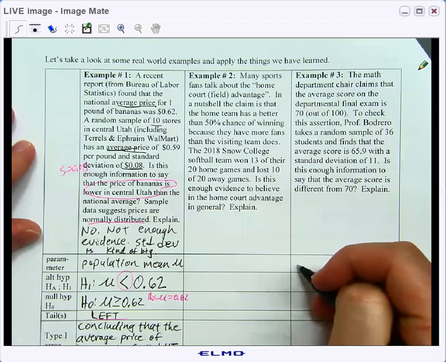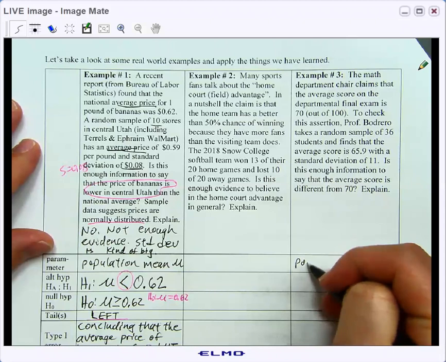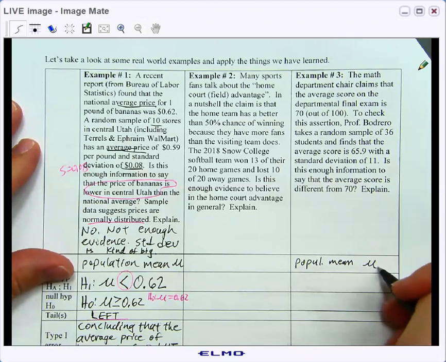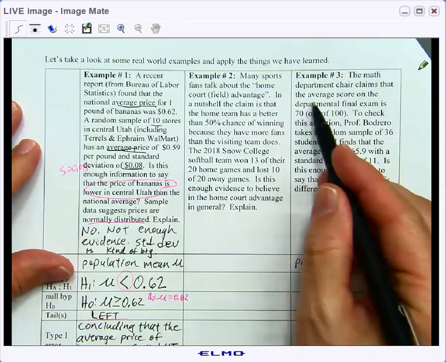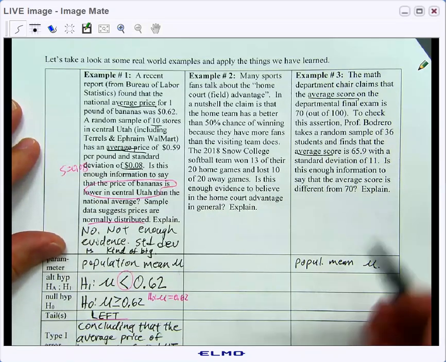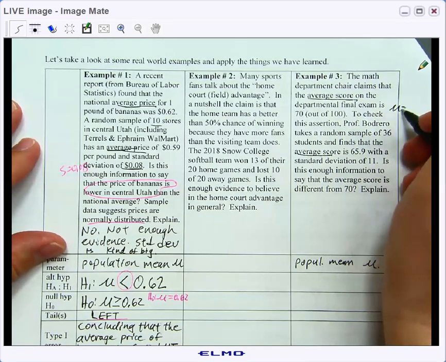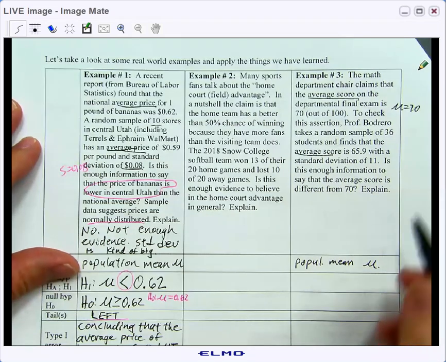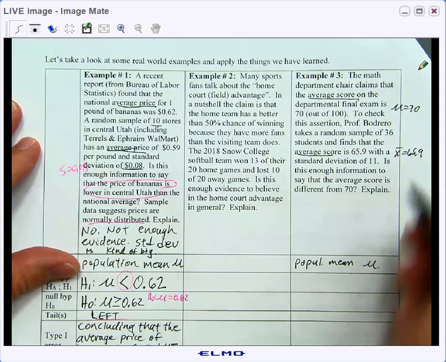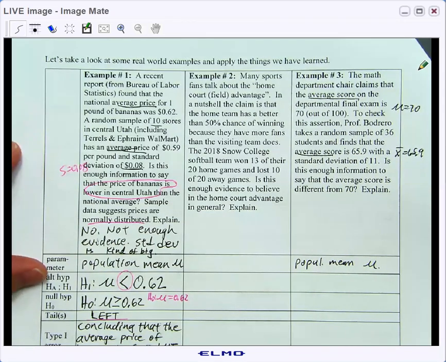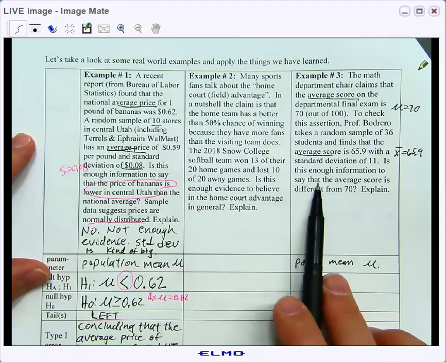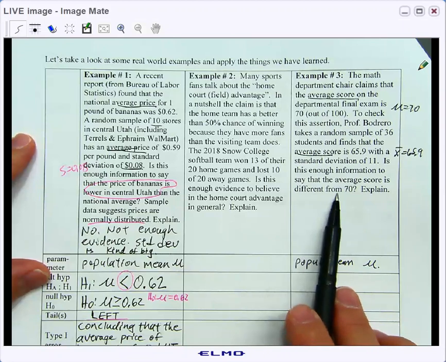At any rate, our parameter that we're working with is the population mean, mu. How did I know that? Because we're trying to talk about the average score, okay? And so the average score we think is 70, and our sample average was 65.9. So our alternate hypothesis, the claim that we're putting on trial, is, is the average score different from 70?